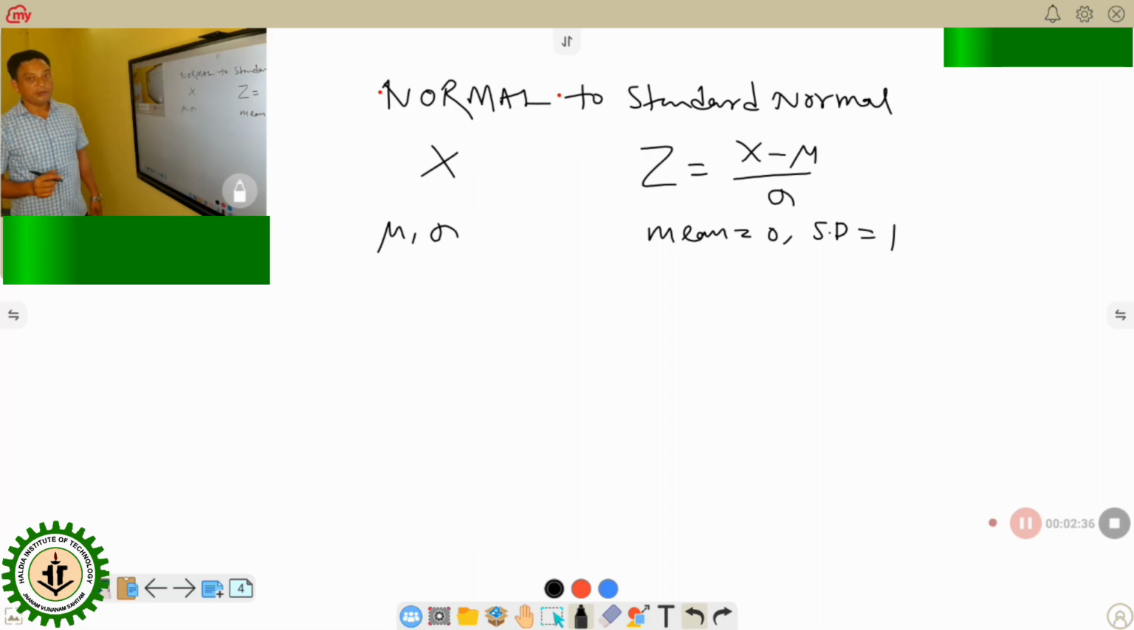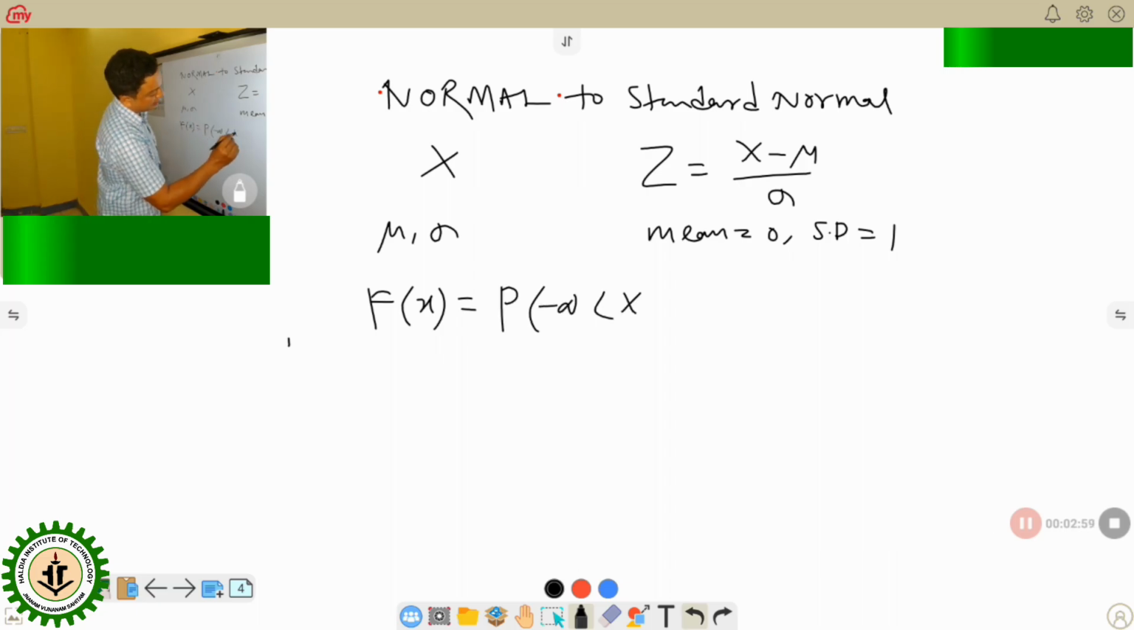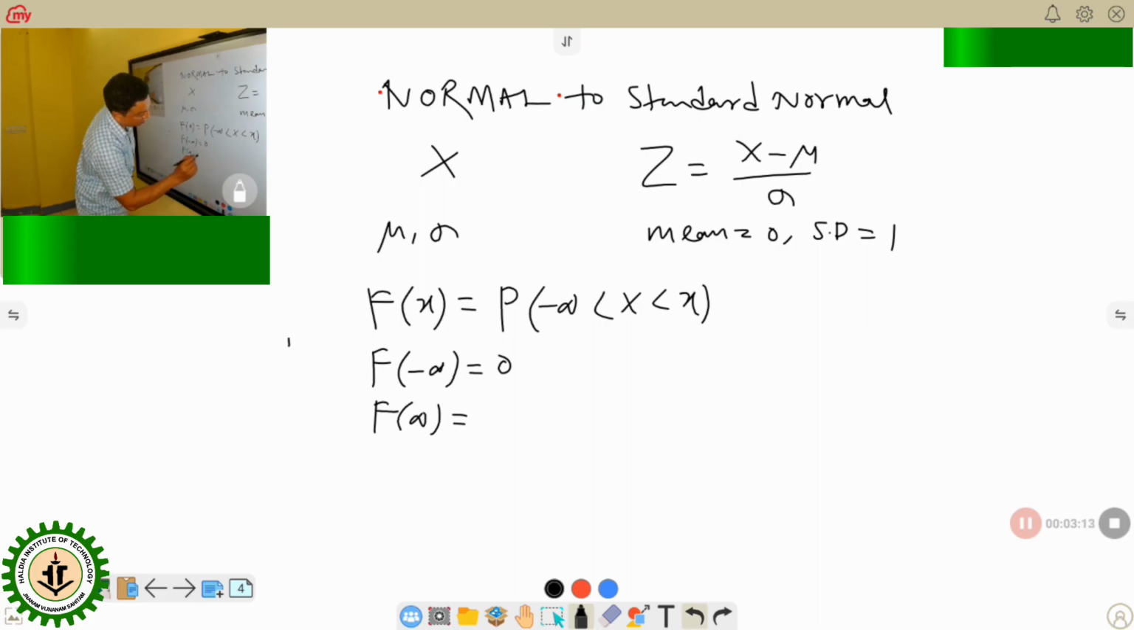Now some probability formulas you need to know when you are finding the probability of a problem through non-standard normal distribution. What are they? First of all, F of x. This is the cumulative distribution function. This is equal to the probability of x from minus infinity up to small x. So F of minus infinity is the probability from minus infinity to minus infinity, that's why it is equal to 0. F of infinity is the probability from minus infinity to infinity, that's why it is equal to 1.